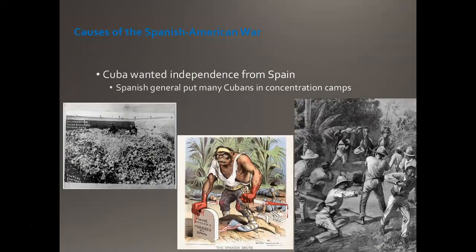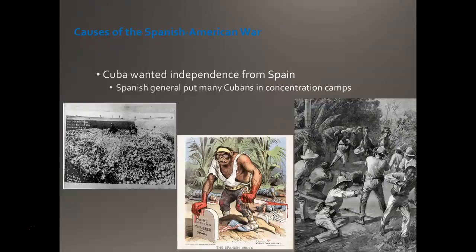So Cuba wanted to gain independence from Spain. During this time period, it was run by a military general, who was in charge of Cuba overall. Well, there were some Cuban rebels that had overtaken areas of Cuba, and in order to keep control of Cuba, the Spanish general had put them into concentration camps.